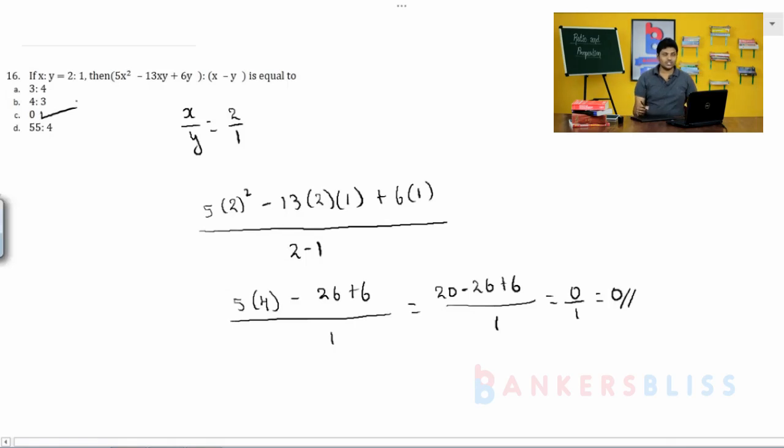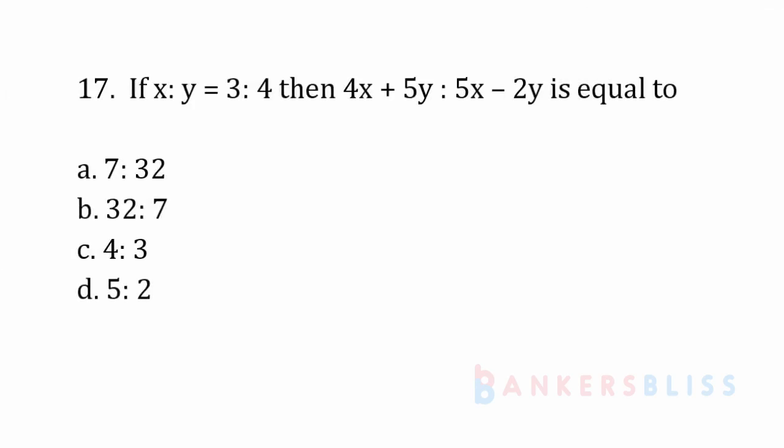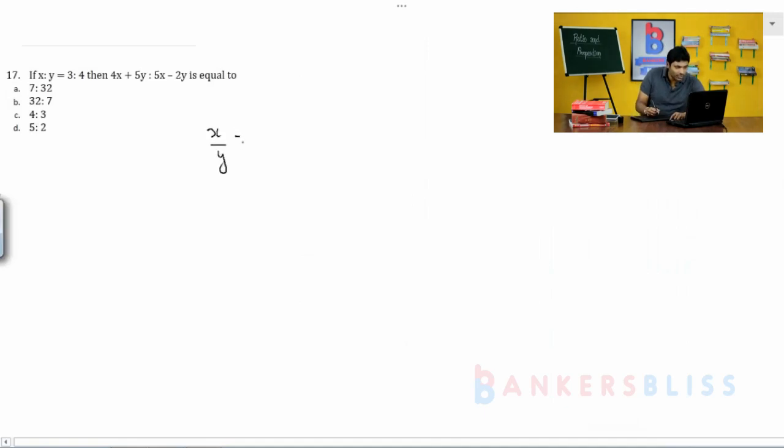Okay, let's go to the next problem, problem number 17. If x is to y is equal to 3 is to 4, then 4x plus 5y is to 5x minus 2y is equal to what? Very similar to the previous one, simply you substitute the values into those equations. See here, x by y is equal to 3 by 4.